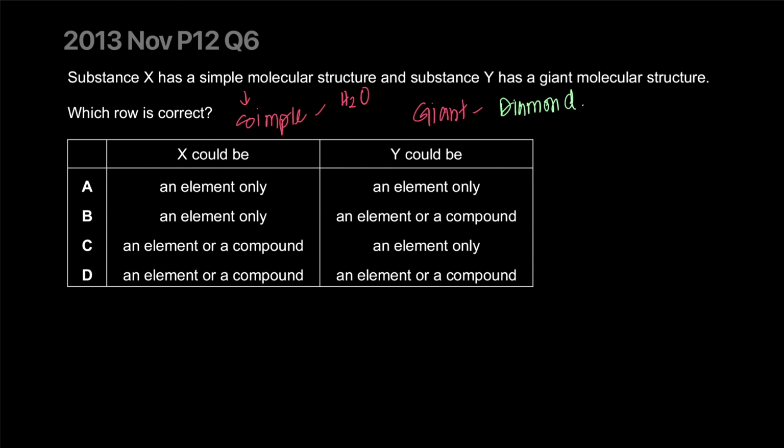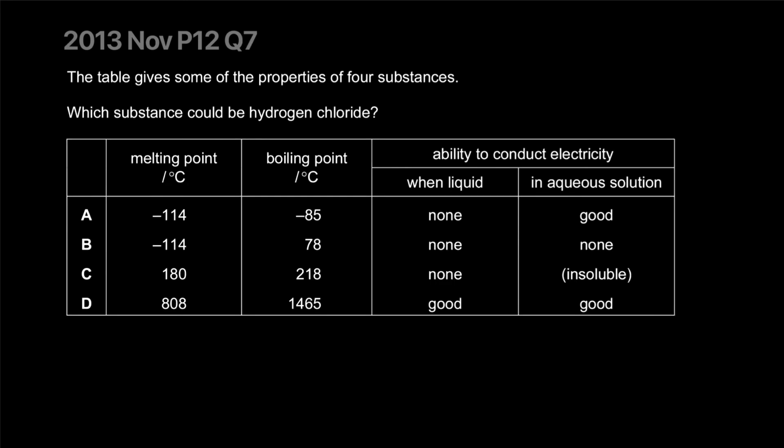Let us see what they're asking. X could be an element only? Womp womp. Well, A and B are out. An element or a compound? That is absolutely true. It could be either or. Over here, diamond is an element, whereas graphite is an element as well. Carbon, right? So it's an element or a compound. I don't know why people find this difficult. It is D. It could either be an element or a compound. They're trying to confuse you.